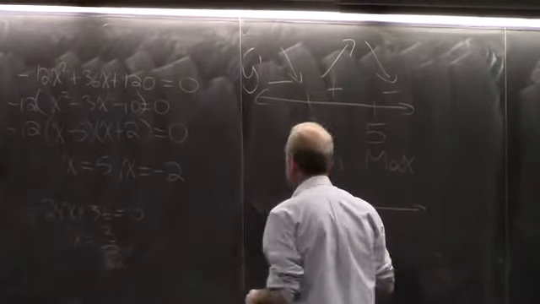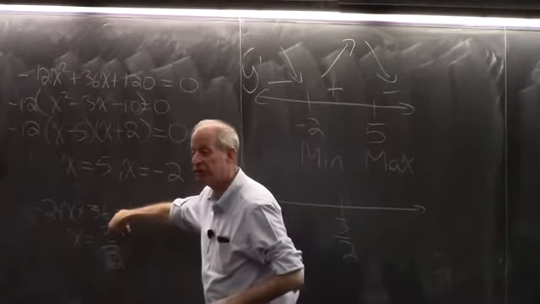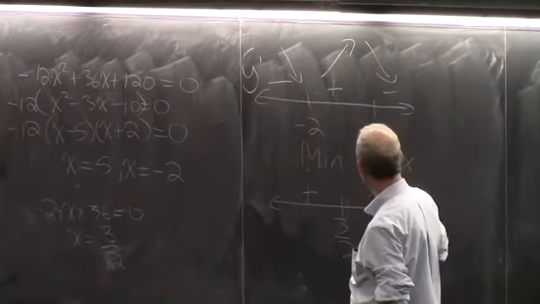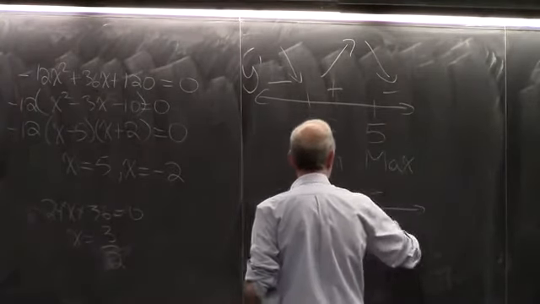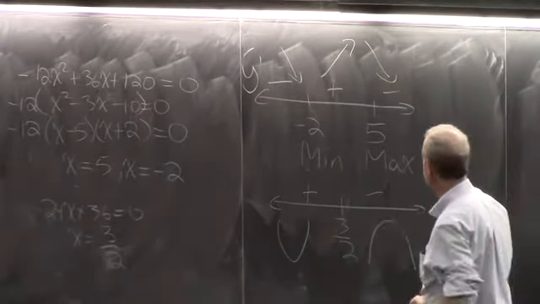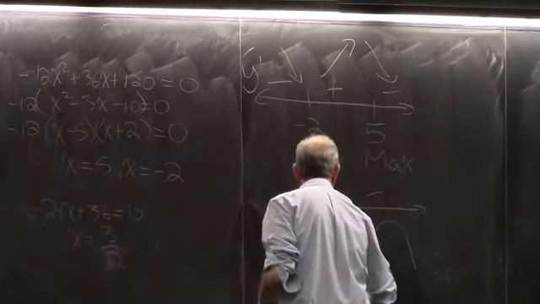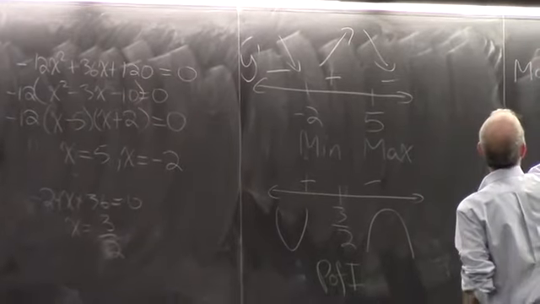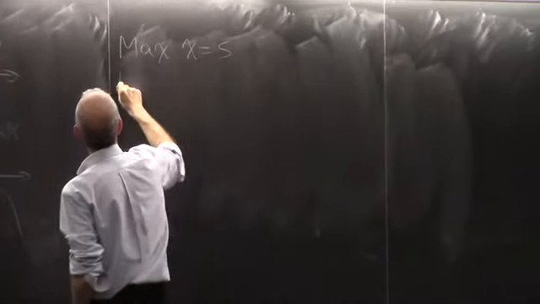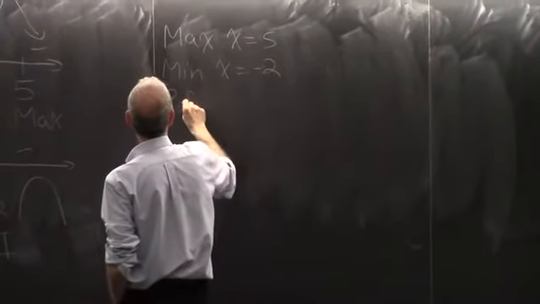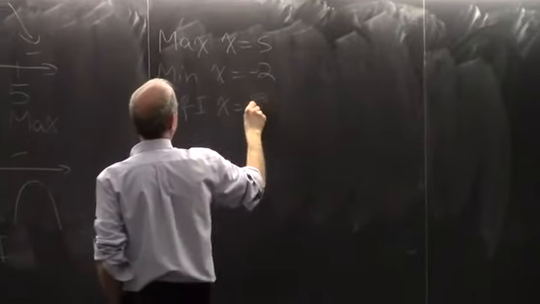Now we have to do the second derivative. You try a number like 0, you get 36, that's positive. You try a number like 2, and you get negative. So it's concave up here, concave down here, which kind of matches that. Okay? So you have a point of inflection at 3/2. So now you know that you have a max at x equals 5, a minimum at x equals -2, and a point of inflection at x equals 3/2.